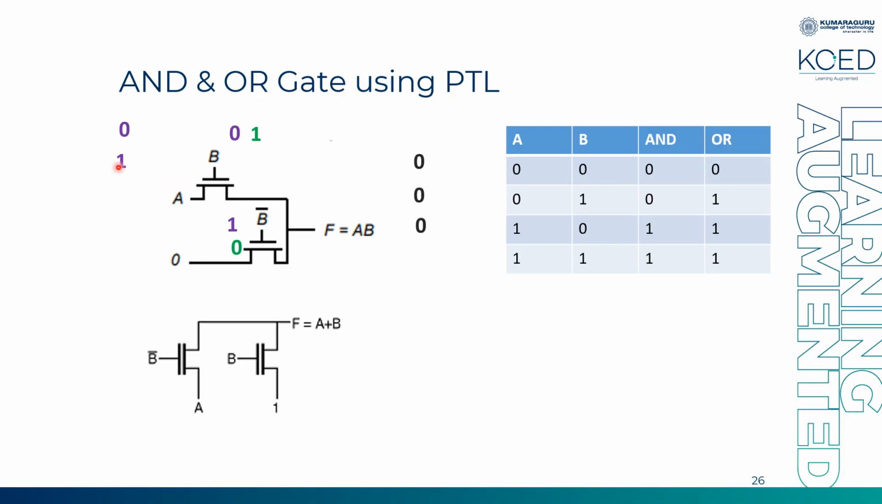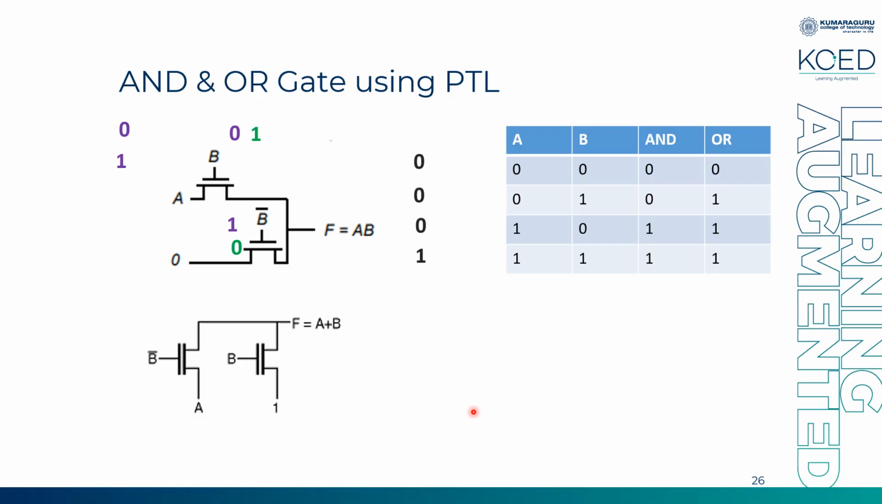Now again here I have A as 1. Let me consider B also 1. So A is 1, B is also 1. So this transistor will turn on, and across this transistor there will be passing of 1 to F. Now I get a 1. So this is the AND logic.